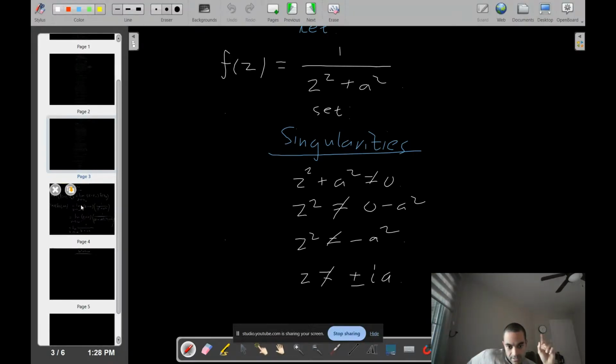Now we need to decide what's isolated and what's not in order to use our residue theorem, which stated that the integral of f of z dz is equal to 2 pi i times the summation of all the residues. We need to know what is our isolated singularity. Only those singularities will be added into the summation. All right, so let's go over here now.